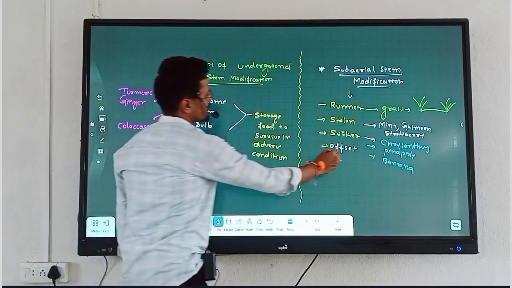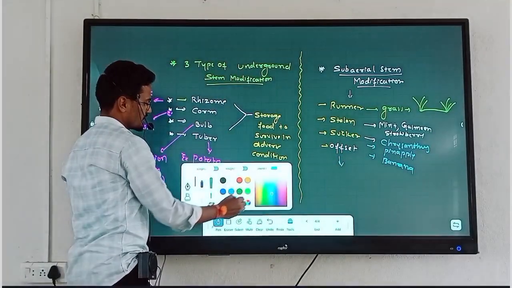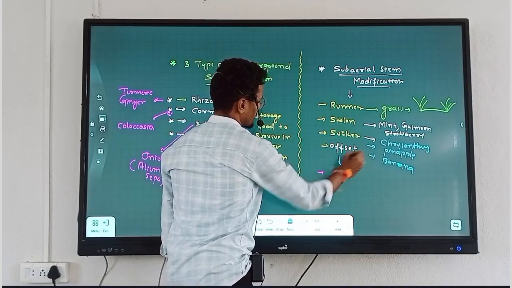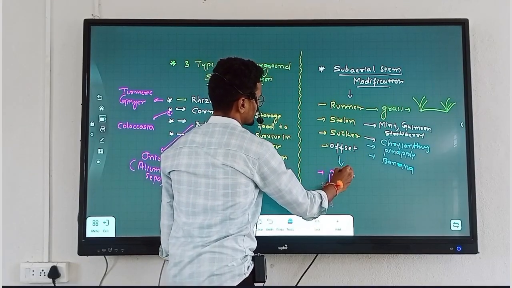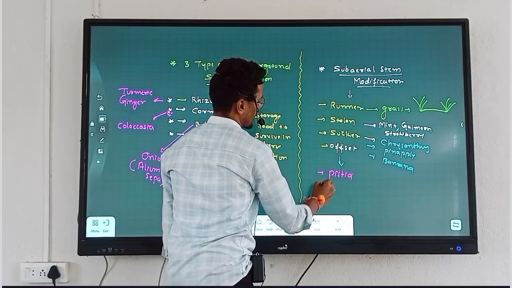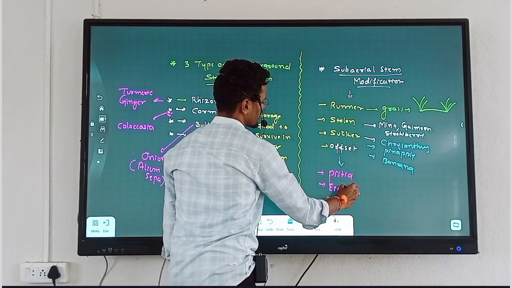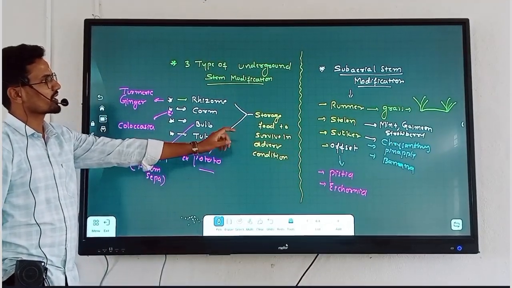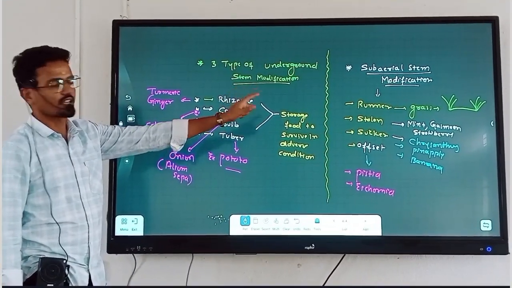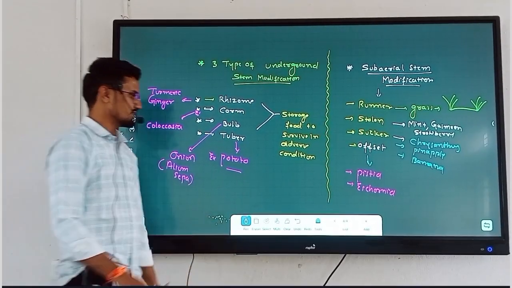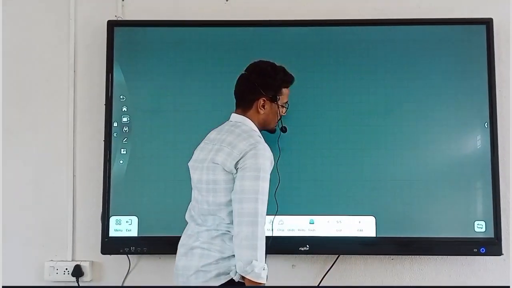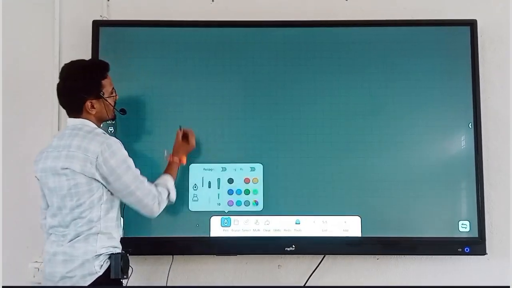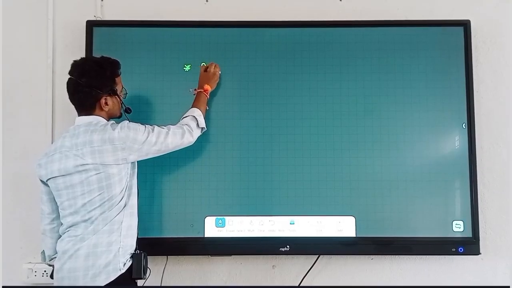Okay, next is offset type of root modification. For that one, examples are pistia and eichhornia. Okay, these are different types of examples in a subaerial stem modification. After this there is another type of stem modification, that is called aerial type of stem modification.